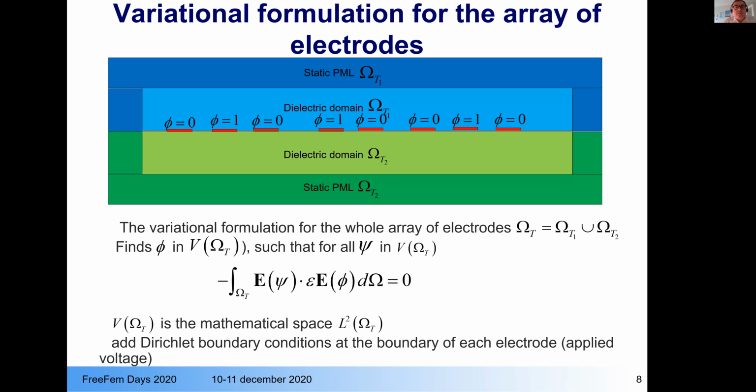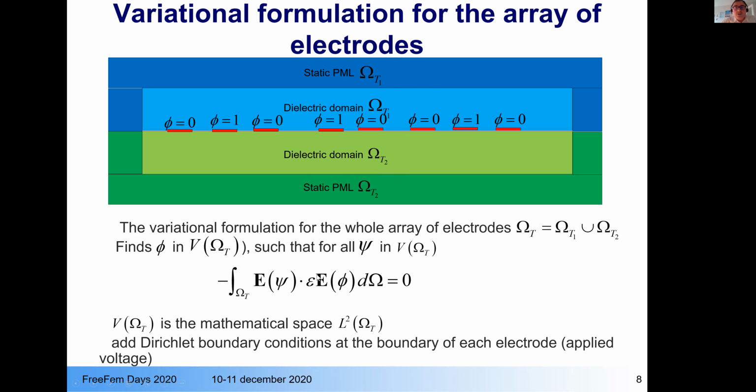Let us present first the variational formulation for the whole array of electrodes. So you have a number of electrodes, typically a few hundred, and they are either connected to one electrical port or to the other. You can also have three electrical ports or more. So in the present study, we only consider the electric domain. So you have two dielectric domains, one up that will be the vacuum, for example, or the air, and below you have another dielectric domain that can be a dielectric medium.